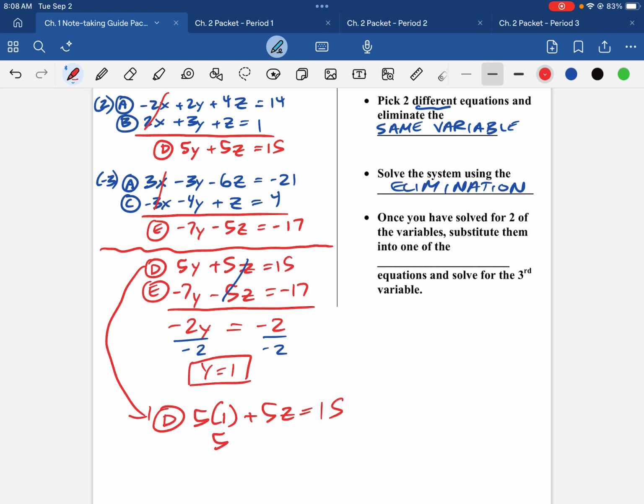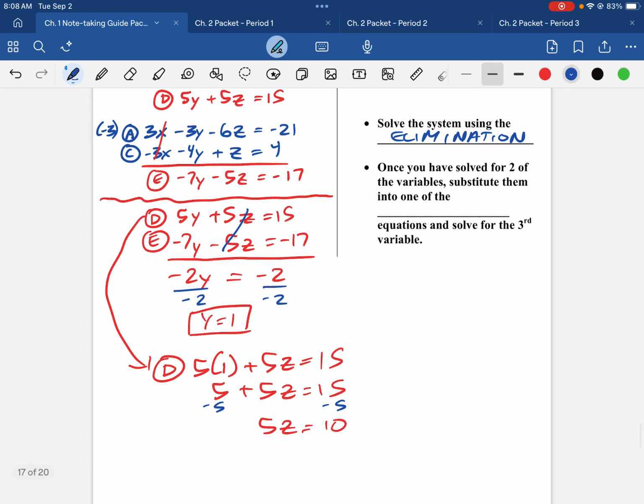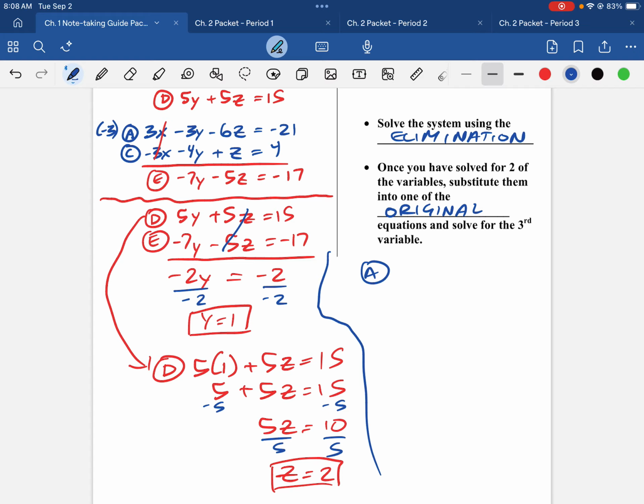Okay, and then so 5 plus 5z equals 15. Now I can subtract 5 from both sides and divide by 5, and z is going to equal 2. Okay, once you get 2 of the 3 variables like we have here, you want to substitute them into one of the original equations. It has to be one of the equations that has all 3 variables. Okay, so it doesn't matter which one, I'm going to use equation A.